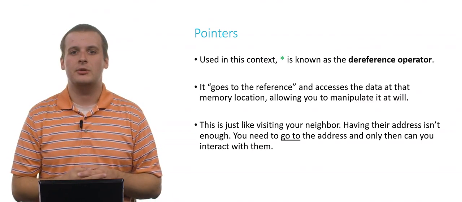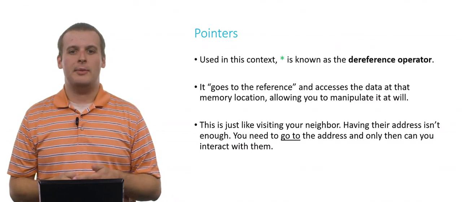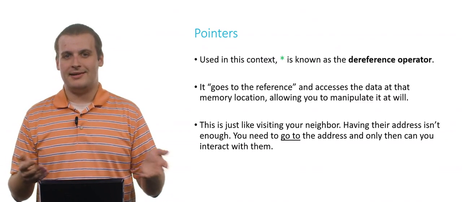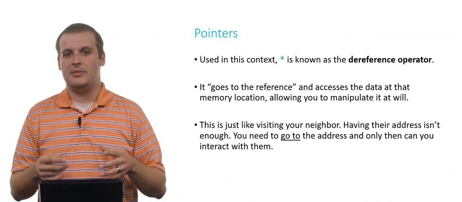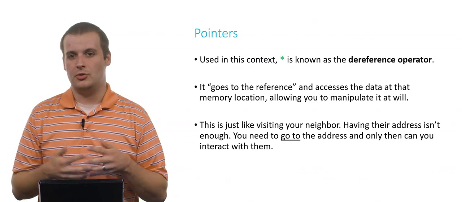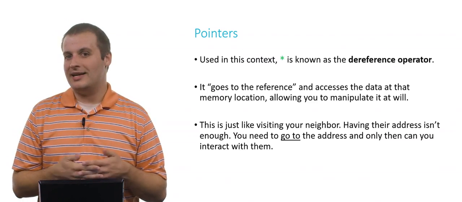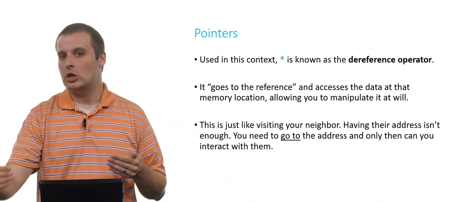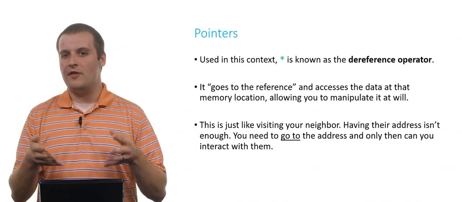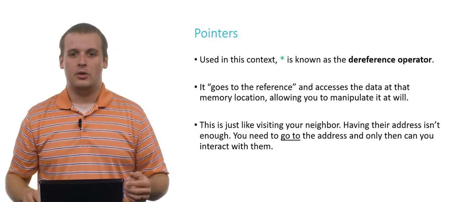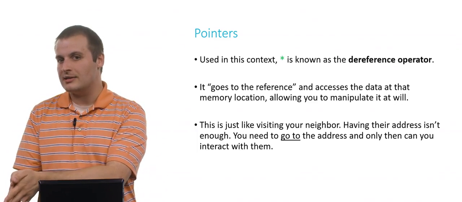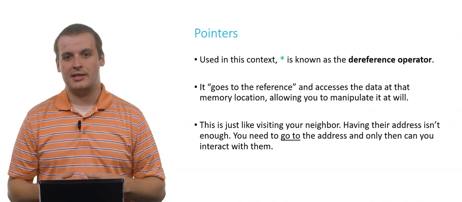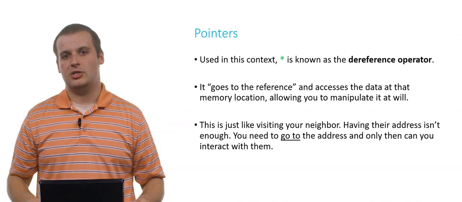Now this is very similar to visiting your neighbor, right? If you know where your neighbor lives, you're not hanging out with your neighbor. You happen to know where they live, but that doesn't mean that by virtue of having that knowledge, you are interacting with them. If you want to interact with them, you have to go to their house. You have to go to where they live. And once you do that, then you can interact with them just like you'd want to. And similarly with variables, you need to go to their address if you want to interact with them. You can't just know the address. And the way you go to the address is to use star, the dereference operator.